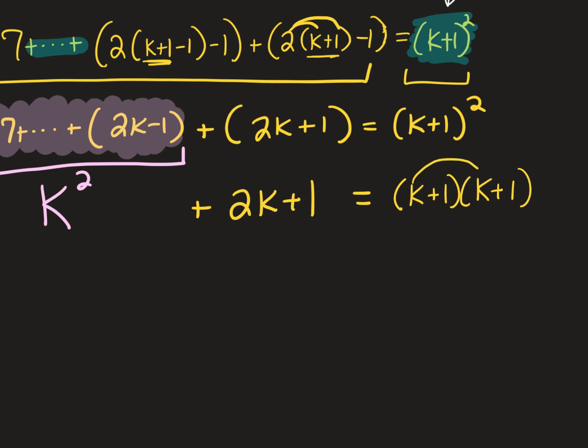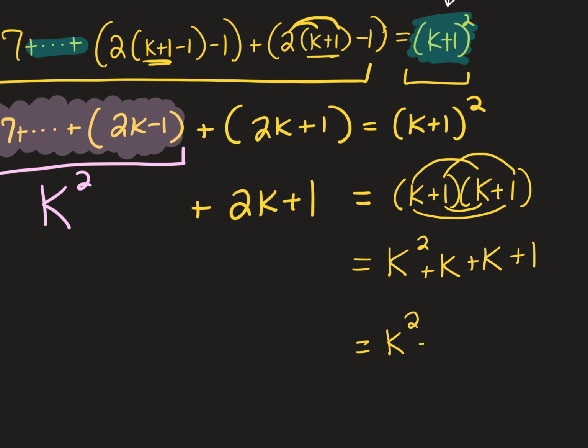So let's use our FOIL method. First terms multiplied together will be k squared. Outside terms multiplied together would be k. Inside terms would also be k. And our last terms are 1. So just by multiplying out k plus 1 squared, I get k squared plus k plus k plus 1. If I simplify that, I get k squared plus 2k plus 1.